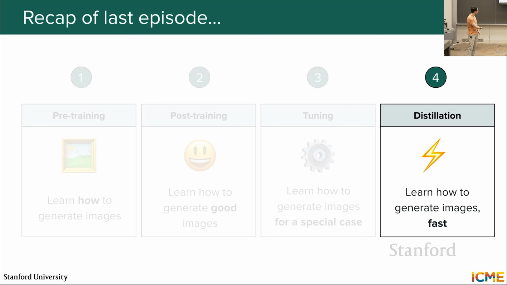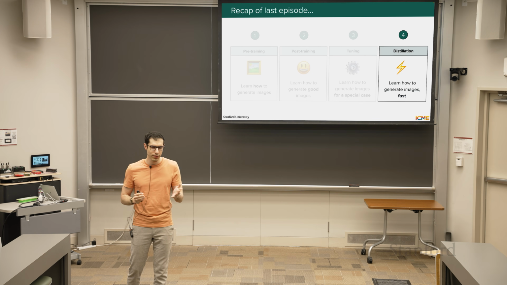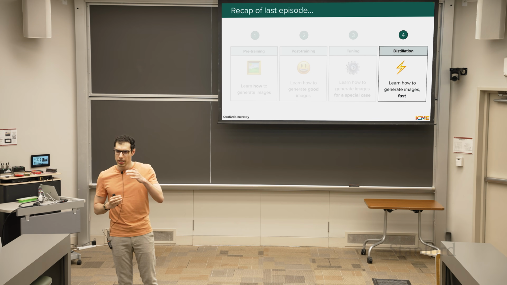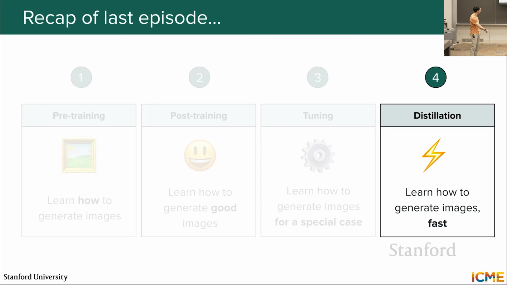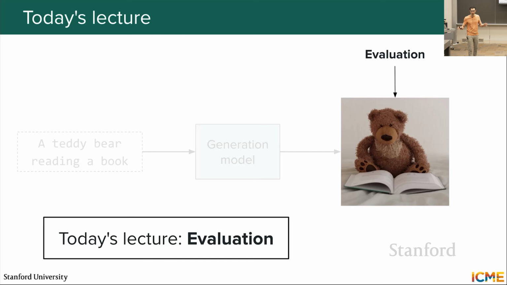And then finally, we saw a range of distillation methods which were aimed at shortening the number of steps that were needed at inference time. We saw progressive distillation, we saw distribution matching distillation, and here we are.